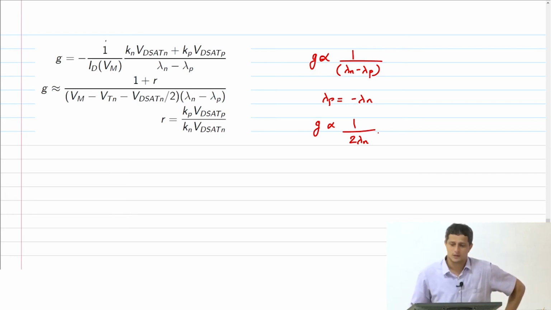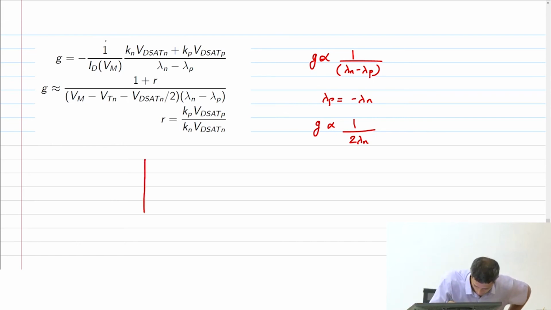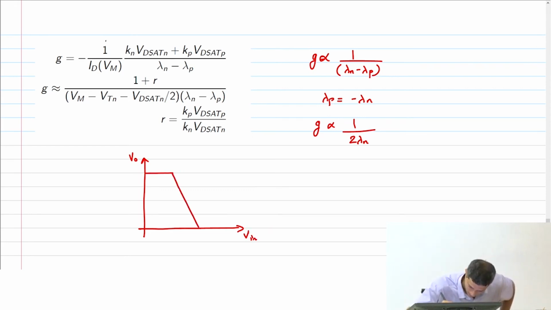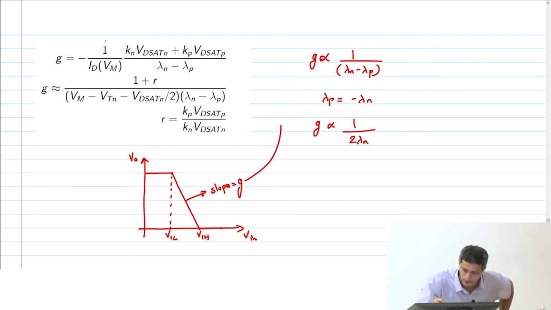Okay. So with this expression, can you now tell me what VIH and VIL should be? Okay, let's just go back and redraw this thing. V out, V in. So what we have said is, now the approximated VTC is going to be like this. It's a straight line. This is VIL. This is VIH. This line has a slope of G, which is given by this expression.